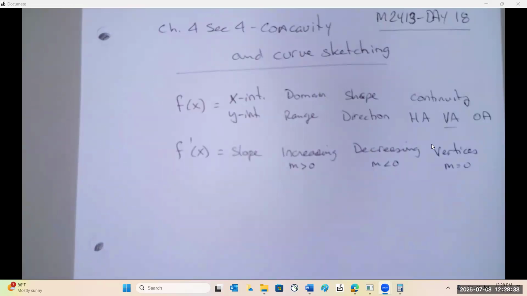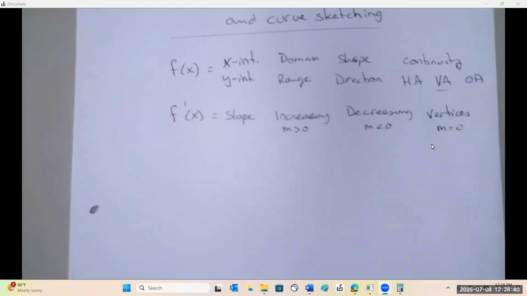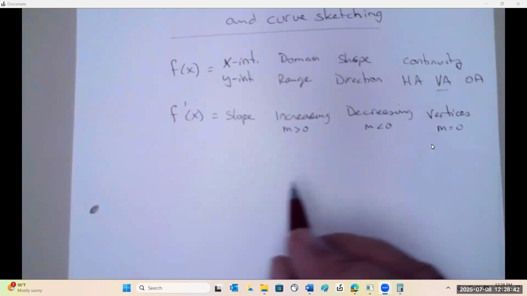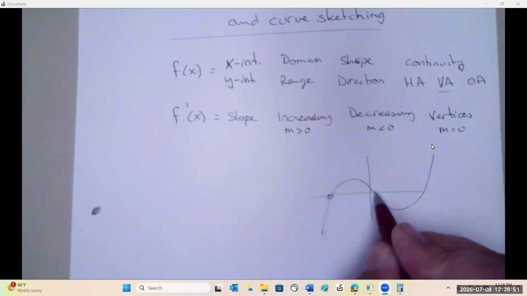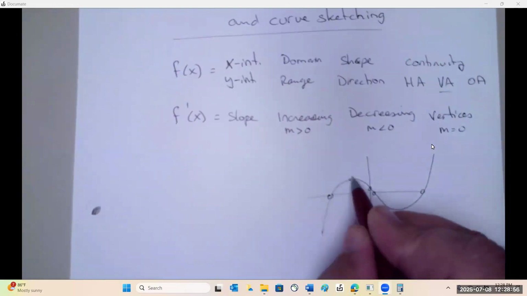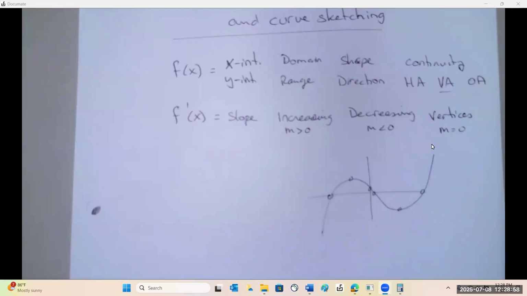Everything's great. Except, what about, let's say the last one we had, a cubic function that looks like this. We can find the intercepts. That's not a problem. We can find the y-intercept. That's no problem. We can find the vertex. That's not a problem. We know where it's increasing and decreasing. But there's one more thing about the curve that we have to figure out. The shape of the curve.